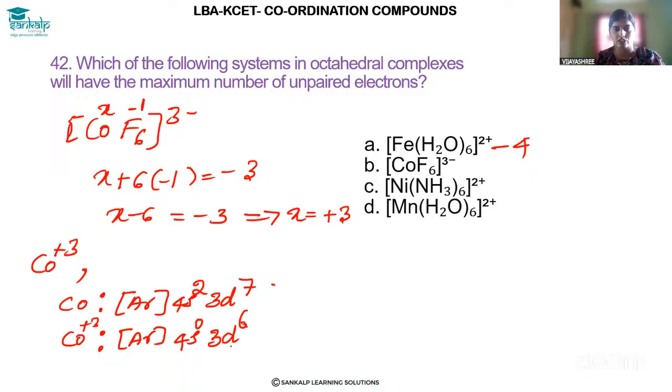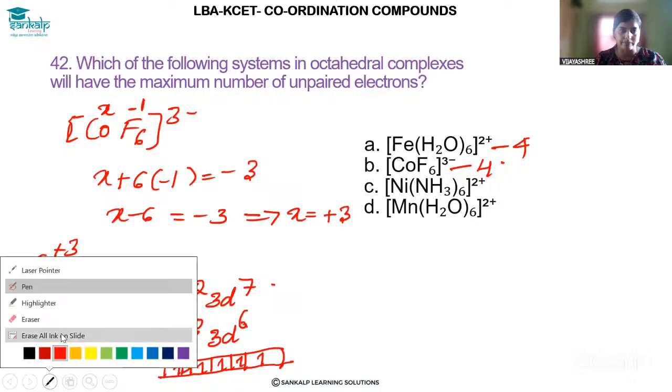So it is a 3d6 configuration. If I draw the orbitals, there are 5 d orbitals: 1, 2, 3, 4, 5. Placing the electrons singly, 1, 2, 3, 4, 5, one more electron I have to accommodate. I place it here. So the total number of unpaired electrons will again be 4. There are 4 unpaired electrons in option B. Now we will check option C.